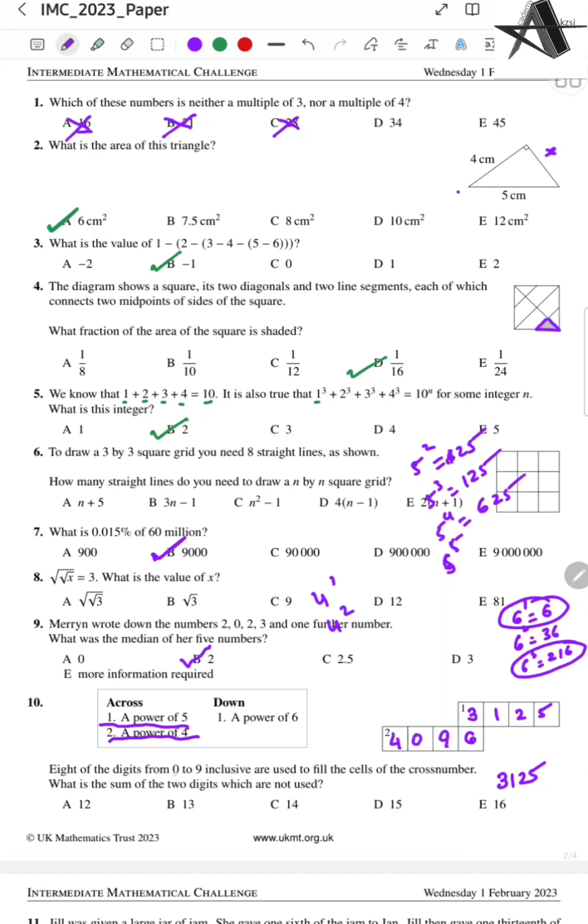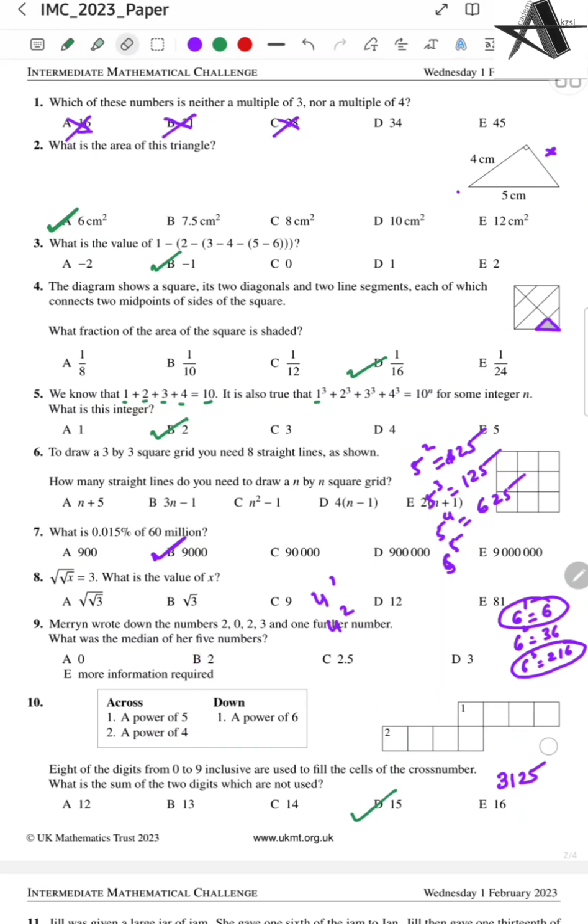Now it says each of the digits from 0 to 9 inclusive are used to fill the cells of the cross number. Every number from 0 to 9 is used to fill the cells except for two numbers. So from 0 to 9, let me count: 0 we have, 1 we have, 2 we have, 3 we have, 4, 5, 6, no 7, no 8, 9. So except 7 and 8 we have filled all the numbers. What is the sum of these missed numbers? 7 plus 8 is 15. Answer is D. So in this way we can solve this.